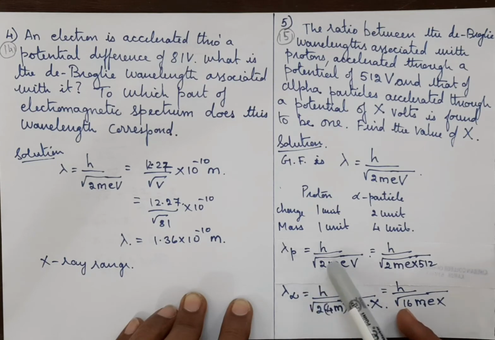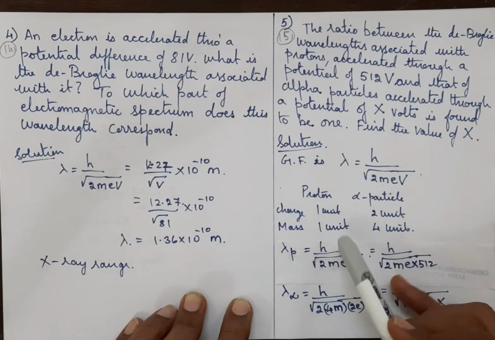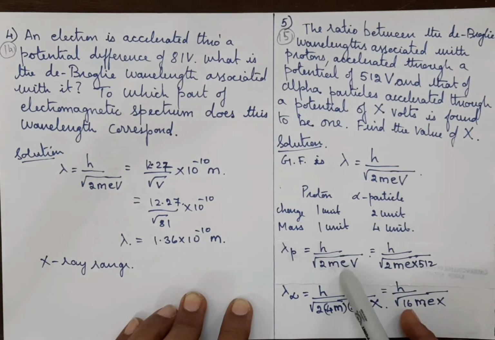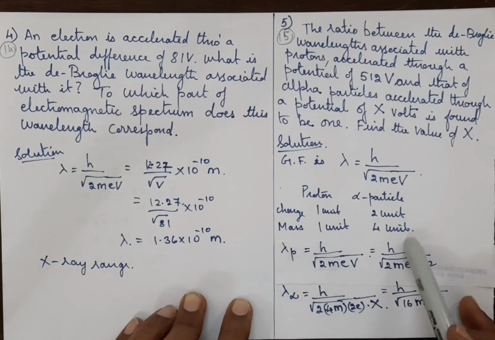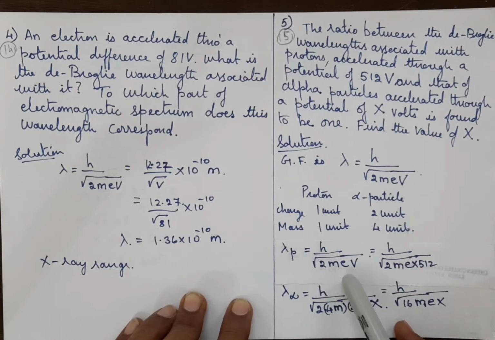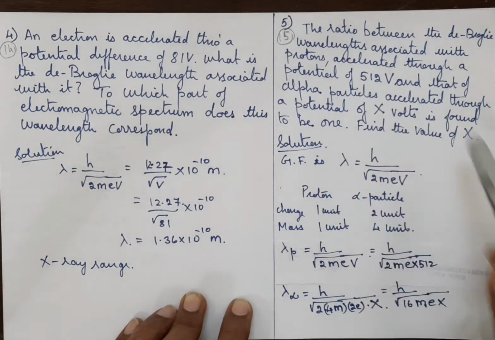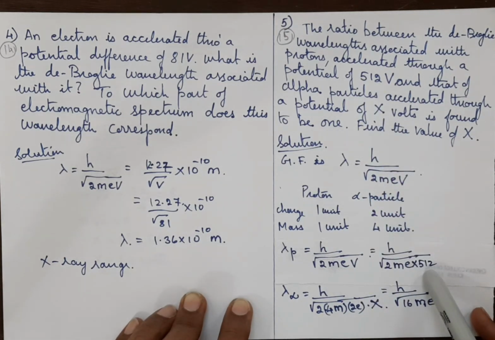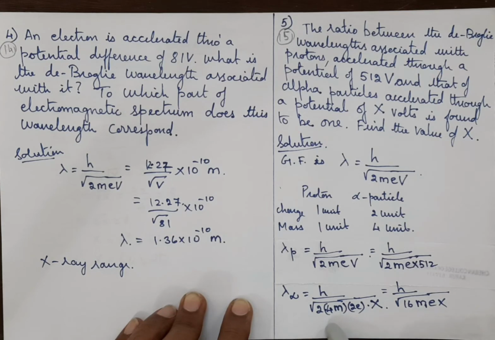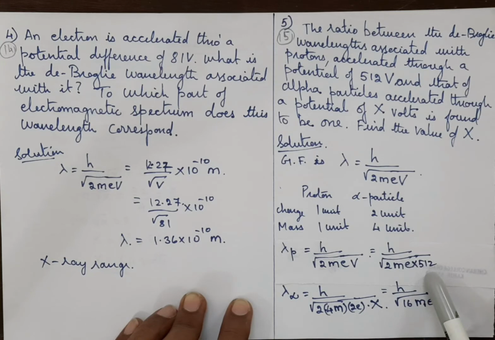Wavelength of the proton is h by root of 2 m e V. V is 512. So charge is 1 unit and mass is also 1 unit. Therefore h by root of 2 m e V, V is given as 512 volts. So we apply 512 here and we simplify this. 512 into 2 we have to multiply, right?